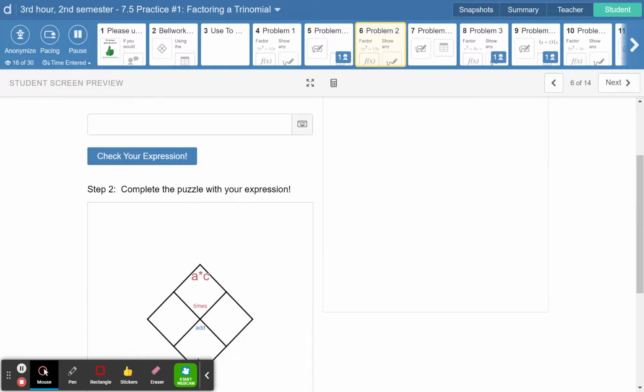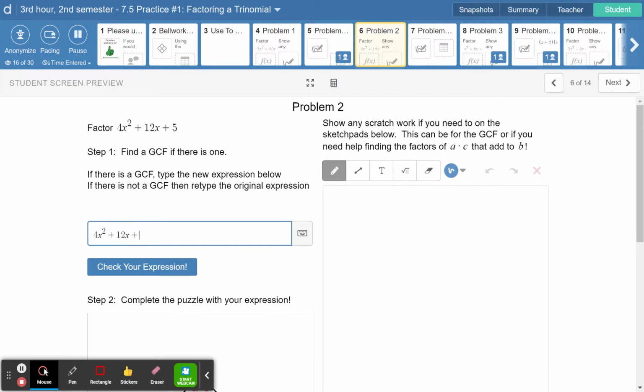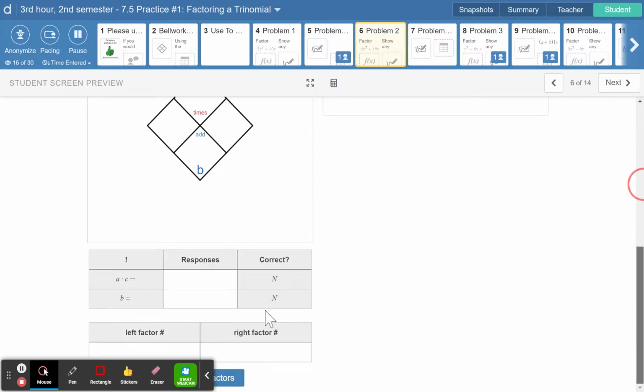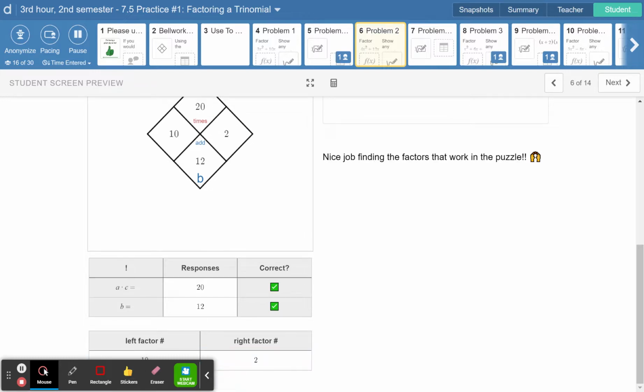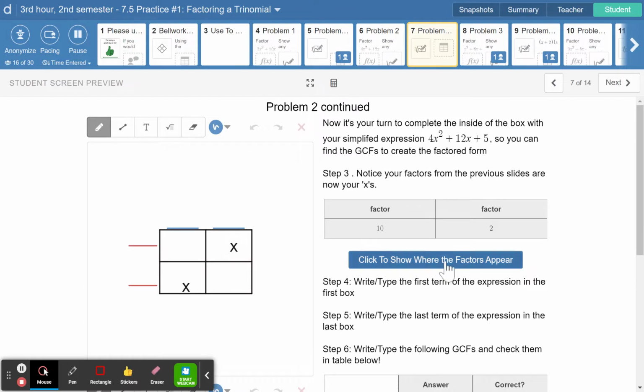All right, problem number 2. Once again, the GCF of this problem is going to be a 1. The greatest common factor of 12, 4, and 5 is a positive 1. So I'm just going to rewrite my expression. And now we have 4 times 5, which is 20. Our B value is 12. So the only two numbers that work in the entire world is 10 and 2. Now we're going to use that 10 and 2 inside the area model. Once again, I put it there for you.